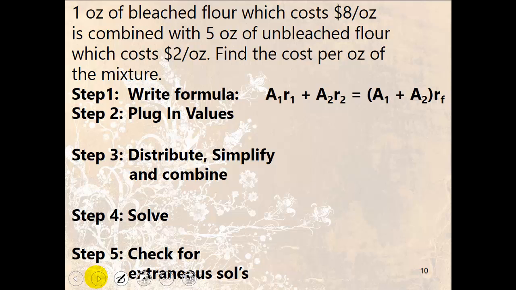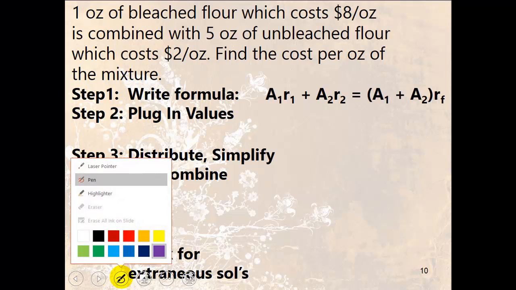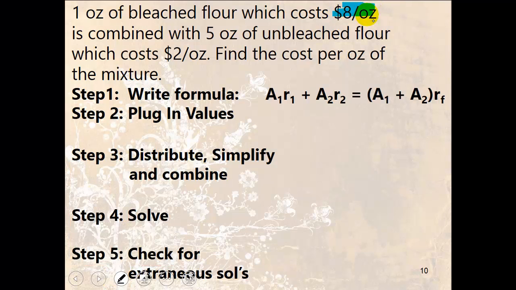So here's what you have to understand, that the R's, the rates, this is a rate, $8 per ounce. This is a rate, $2 per ounce. When you go to the gas station, you pay $2.09 per gallon. That is a rate, okay? We just don't have to take the percent and convert it to a decimal. This is already a decimal. It's 8.00. It's 2.00, okay?